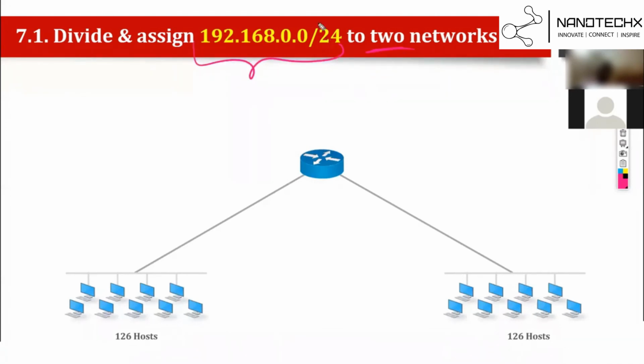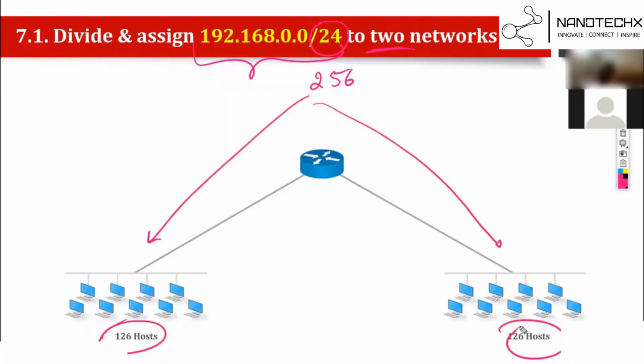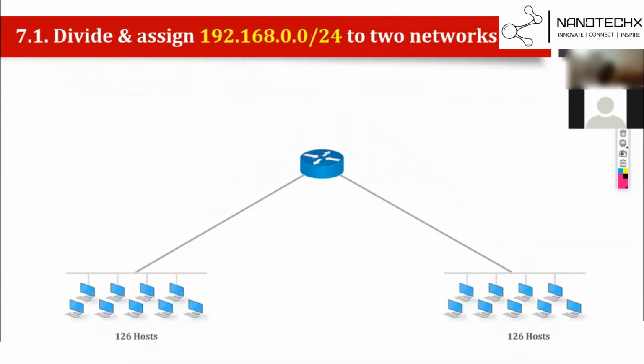So what we have to do, /24 means it will give us 256 hosts, out of which we have to give 126 in here and then 126 in here. So very easy example. Let's see how we calculate this one.